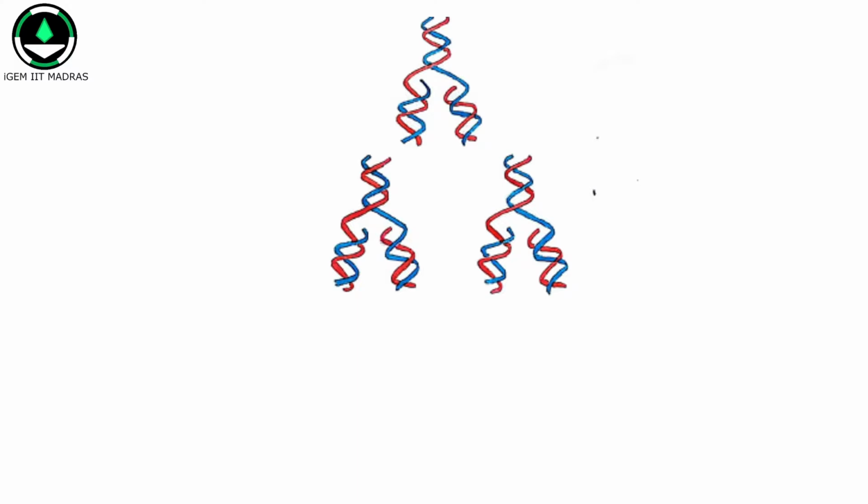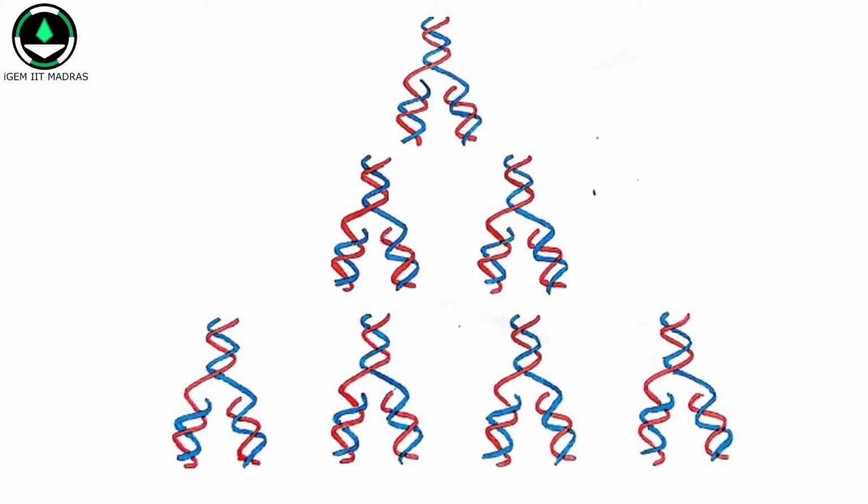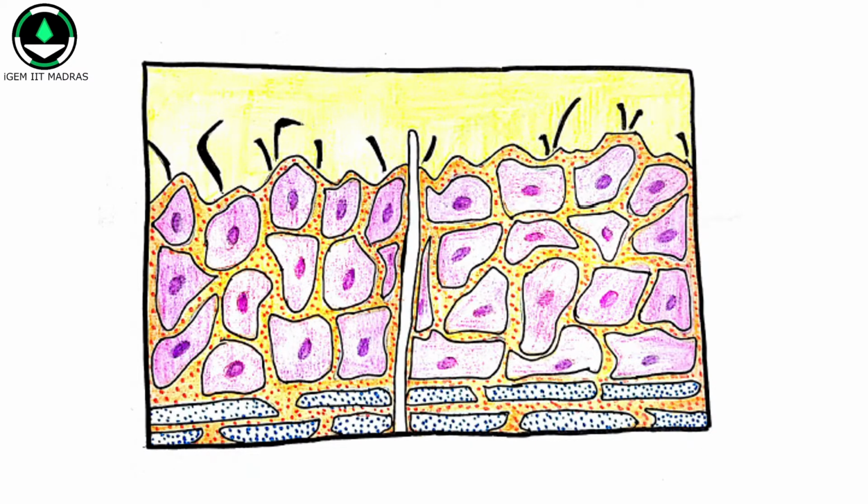After another cycle, you have 4 molecules, then 8, then 16, and so on. In just 20 cycles, one molecule can end up forming more than 10 lakh identical molecules. A human body is made up of around 30 to 40 trillion cells, and each cell has the same DNA.